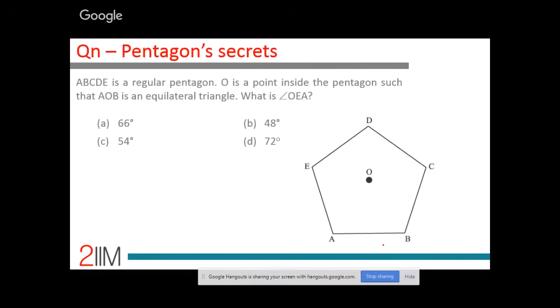Give this a go. ABCDE is a regular pentagon. O is a point inside the pentagon such that AOB is an equilateral triangle. What is angle OEA?